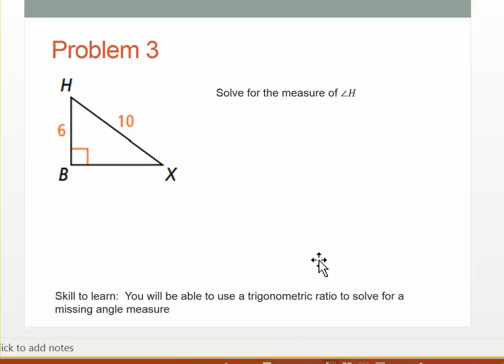For this one, we are going to be asked to solve for the angle measure. Normally, when we have two sides of a right triangle, our instinct is to find the third side using the Pythagorean theorem. But one of the things that's powerful about trigonometry is that we can mix it up. If we have one side and one angle, we can find another side without Pythagorean theorem. If we have two sides but we want an angle, we can use trig, and that's really the only way we're going to be able to solve for that missing angle measure.